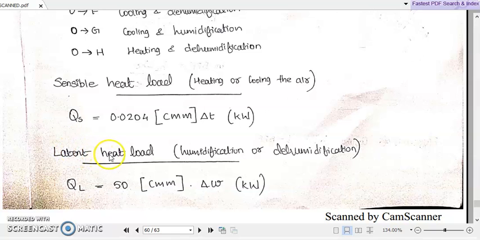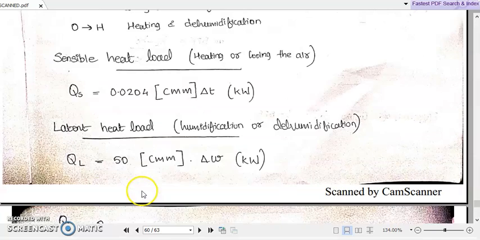So that will be addition or removal of water vapor, or in other words humidification or dehumidification. That is the main latent heat load. We are not considering heating or cooling the air, that is, the increase or decrease in the dry bulb temperature is not considered when we are considering the latent heat load.